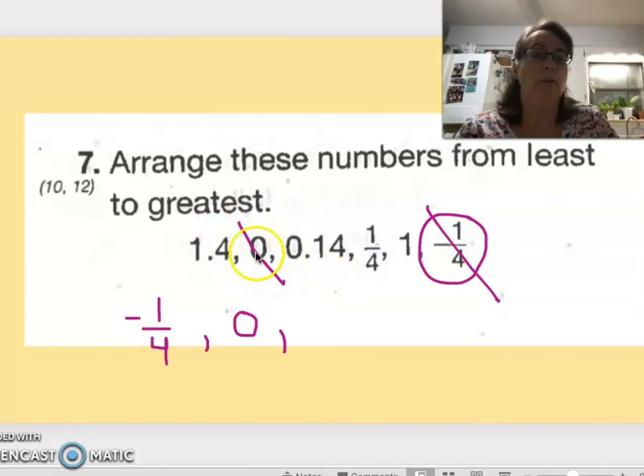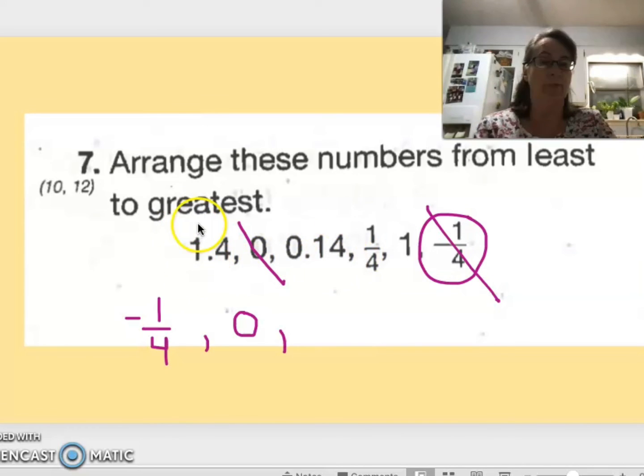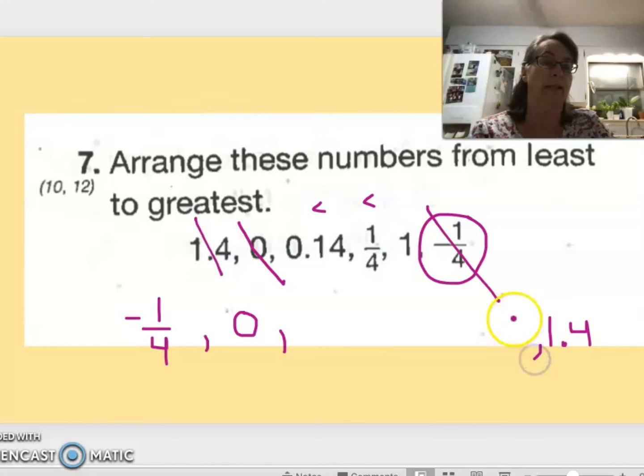Okay, so when you're finished with your low end, now let's go up here. What do we have left? We have 1.4, we have 0.14, 1/4, and 1. We're looking for our highest number now. Well, 1.4 is greater than 1, 1/4 is less than 1, and 0.14 is less than 1. So this one right here, 1.4, is going to be my greatest number. So I'm going to come way over here and put my greatest number in there and get rid of that one. So now I have 3 numbers left. This one is less than 1, this one is less than 1, this one is equal to 1, so it's going to go next.